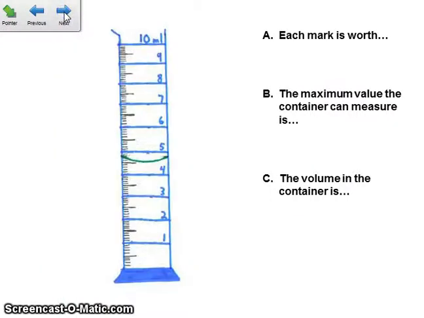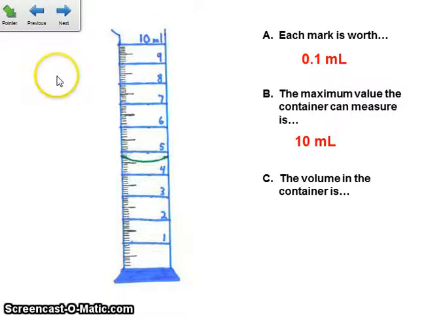Let's try another one here. This time, we go from 0 to 1 here, and if we count these marks, we'll see that there's 10 marks between 0 and 1. That means that each of these little marks is 1/10 of a milliliter. Okay, because we took 1 and divided it by 10. 1/10 as a decimal is 0.1. The maximum value we can read in here, again, we look at our top line here. That's 10 milliliters. That's the top.